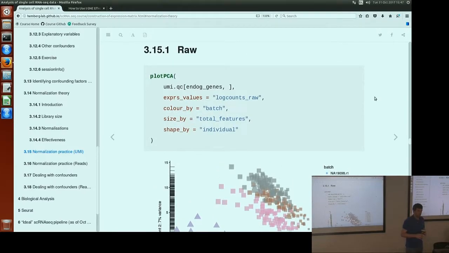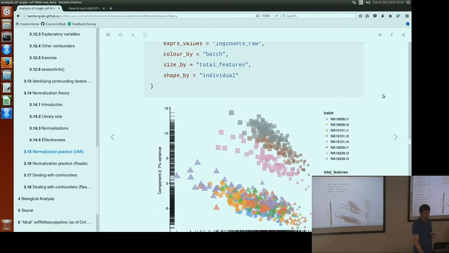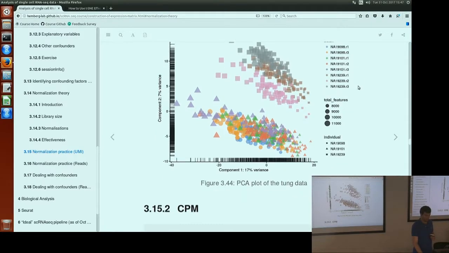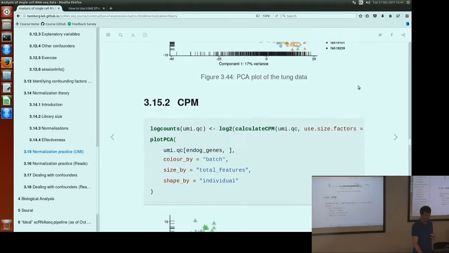If we do look at the PCA before any normalization, so this is looking at the raw log counts, coloring by batch, then we can see that the cells from one particular individual are quite distinct from the other two individuals, but otherwise we're not getting so much biological structure identified when doing PCA on those raw log counts as we've defined them previously.